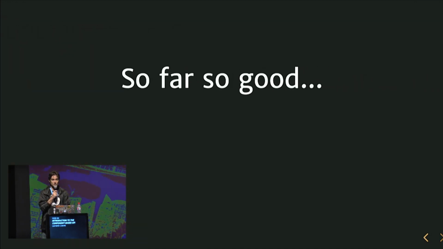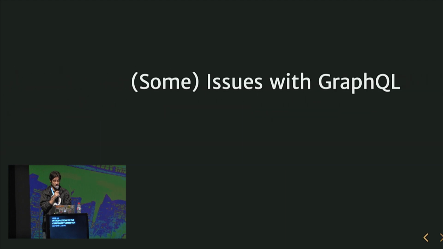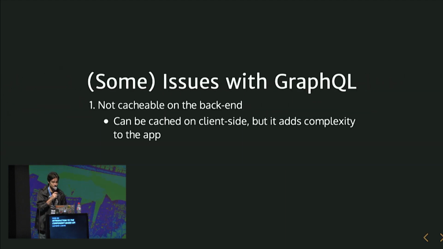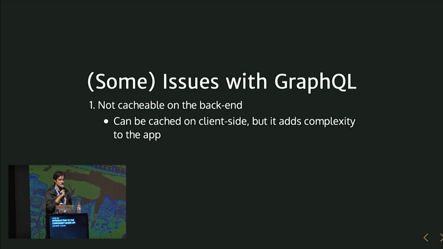So far so good. GraphQL is awesome, but it is not perfect, unfortunately. It comes with a few limitations or trade-offs. One of the trade-offs is that it is not cacheable on the back end. You can still cache the query, but it has to be on the client side. And there's a penalty for that because you're adding code to the front end. You have to parse the JavaScript, you have to execute the JavaScript, so it is not ideal.